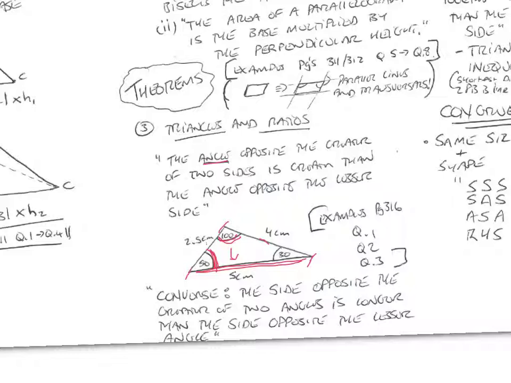And I suppose the opposite of this, or the converse of this theorem, is that the side opposite the greater of two angles, this side is opposite the greater of, say, these two angles, is longer than the side opposite the lesser angle. So here 5 is longer than 2.5. And you can find examples and problems in the book.